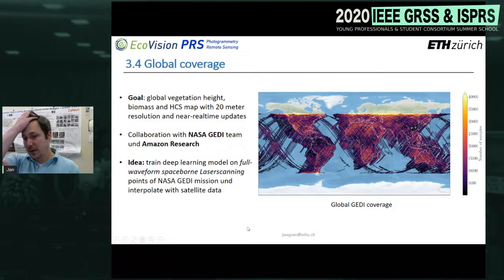Yes, and now we are working on scaling this globally, because you can imagine for deep nets, you always need ground truth and reference data to train your models. And that was a big issue. And we thought, okay, how can we get around this? And then we got to know the NASA GEDI campaign, a campaign of NASA where they put a full waveform laser scanner on the International Space Station. It's meant for vegetation height, so canopy height mapping and biomass estimation.